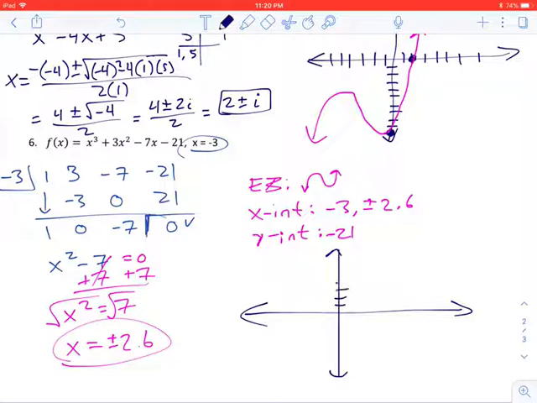1, 2, 3, 4, 5. 1, 2, 3, 4, 5. Doesn't need to be perfect. So plus or minus 2.6. So there's that and that. Oh wait, that was 1.6. Sorry. Try that again. 2.6 right there. 2.6 right there. And -3 just a little further that way.